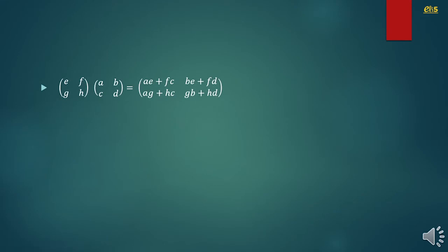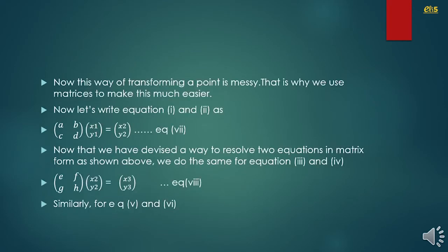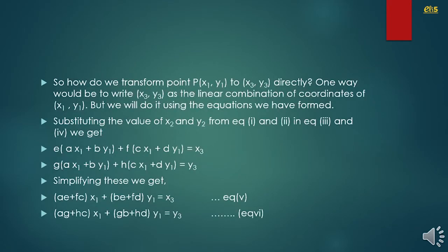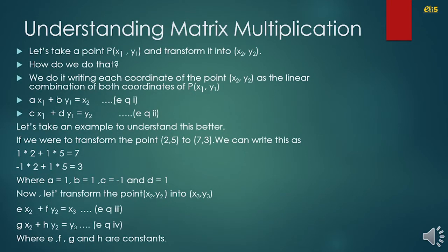But why does matrix multiplication work this way? Why is it not just A, E, F, B, G, C, H, D? And we'll be looking at it. To understand matrix multiplication, we need to understand what we call linear combination.